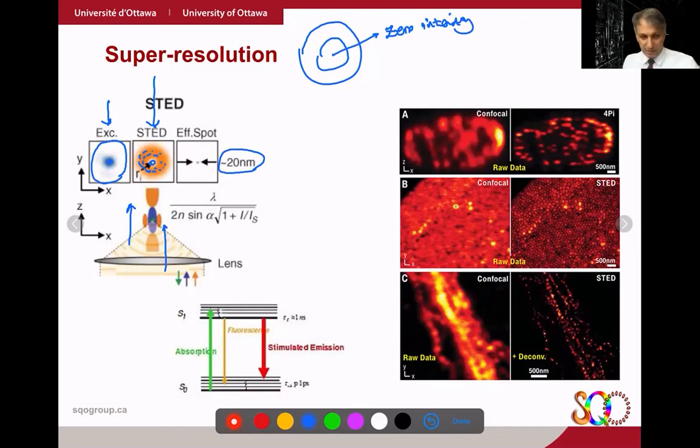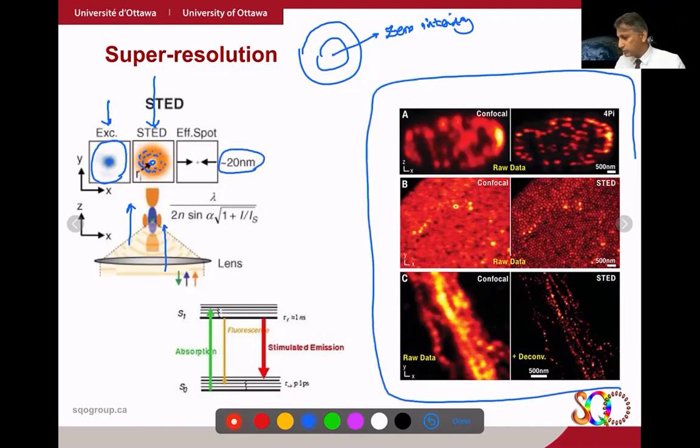This is an amazing approach that you can get a higher resolution, and this image shows the message clearly. If you have confocal microscopy, 4-pi microscopy, or STED microscopy, you will see that in these cases, STED microscopy will give you a much better resolution. And also, if you have another image, this one and that one, you will see that you get a much better resolution. Fantastic.